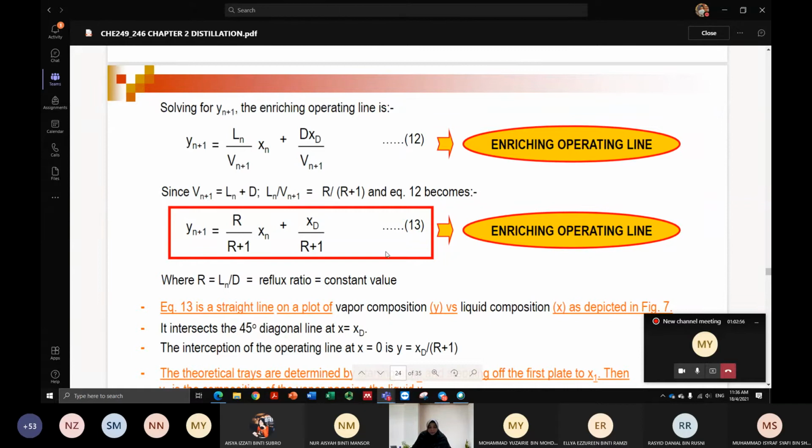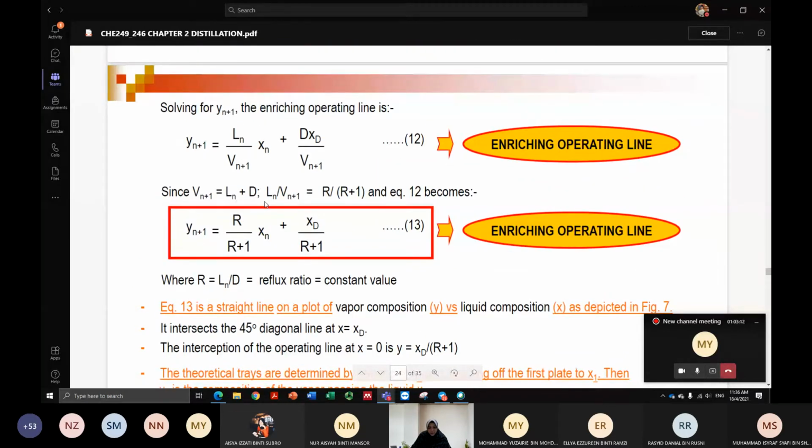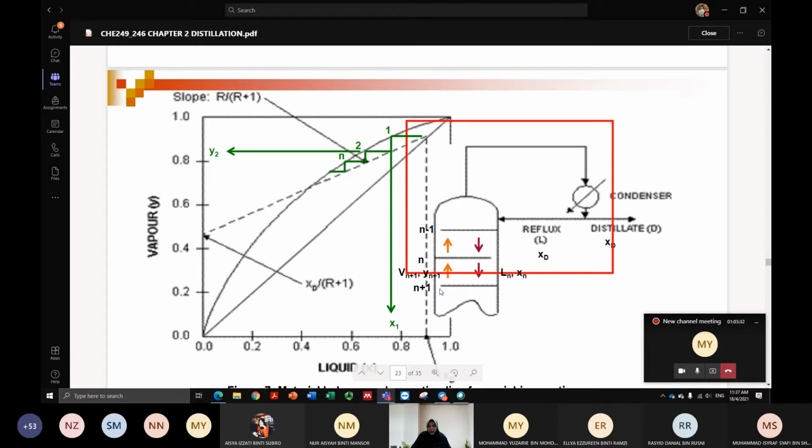So look at the equation. You have xDA. Here you have x. You also have R. R is the reflux ratio. It's a value. How do you get the reflux ratio? Reflux ratio is obtained from Ln over D. Where do you get Ln in this case? From the schematic diagram of the top of the column, you have the vapor at the top of the column, condensed, it becomes liquid, and some will be collected as your distillate, some will be refluxed into the column.